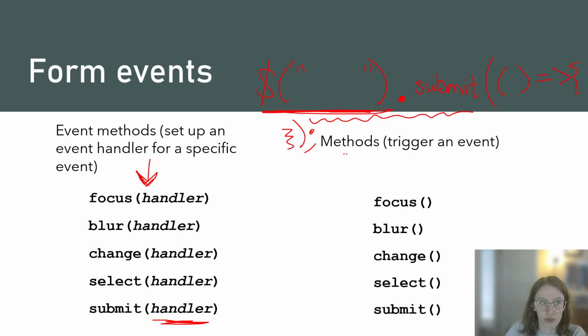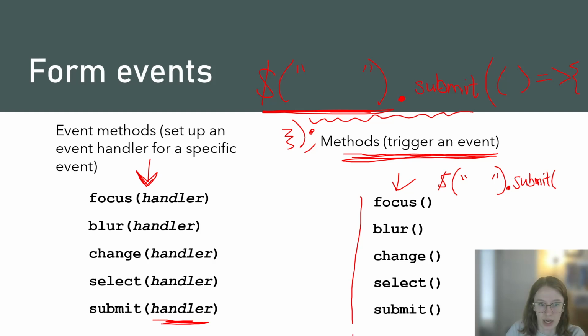But there are also just methods that trigger these events. So for these, you just have to select what you want to trigger the event on, and then put your dot notation, and then your method. And these ones do not take any parameters.